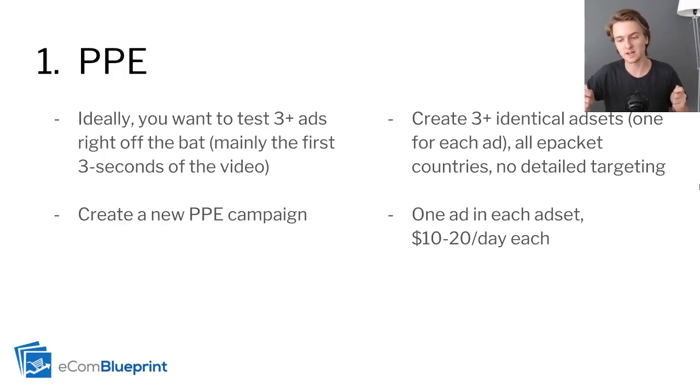Create 3 identical ad sets, 1 for each ad. So if you only have 1 ad, just 1. But you should have 3, like I said. So 3 identical ad sets, 1 for each ad, and then you target all ePacket countries. I'm going to have the list of all ePacket countries below in the description for this video. So all ePacket countries, and then no detailed targeting except that they speak English. So you don't put all ads in just one ad set. You have one ad in each ad set, and then you have 3 ad sets, and then no detailed targeting.